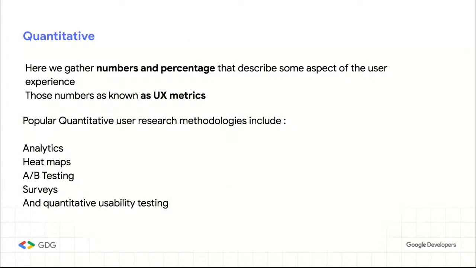We're going to see quantitative research and methods now. So here we gather numbers and percentages that describe some aspect of the user experience. Those numbers are known as UX metrics. So popular quantitative user research methodologies include analytics, heat maps, A/B testing, surveys, and quantitative usability testing.